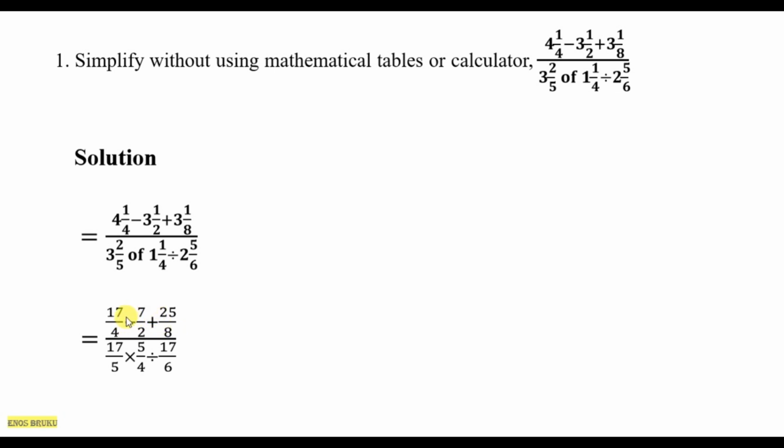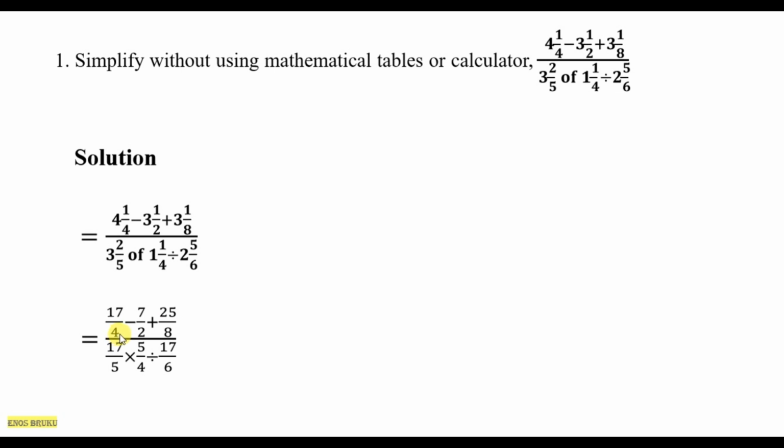Addition and subtraction. If this place were to be multiplication, we cannot go ahead to find the LCM for the three fractions. We'll deal with one part and then we'll join it with the other part. But luckily for us, we have minus and addition, so we can quickly find the LCM for the three fractions. So what is LCM? LCM simply means least common multiple.